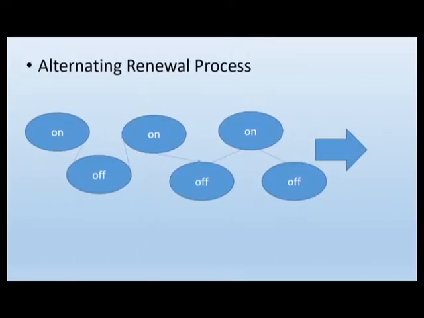Now I will introduce another example of a regenerative process, which is known as an alternating renewal process. The alternating renewal process has a system that can be in only two states, on or off. Initially it is on, and it remains on for a time, and then it goes off and remains off for a time, and then it goes on for a time, then off for another time, then on, then off, and so on.